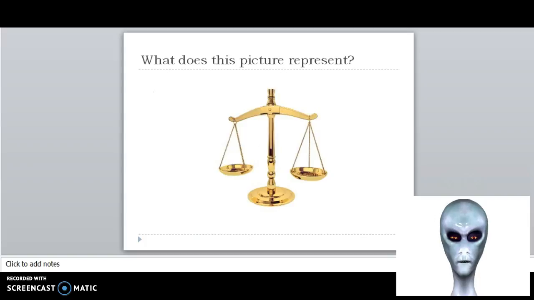I want you to take a look at this picture. This is a picture of a type of scale. In order to balance the scale, each side has to have the same weight or the same amount of items. If you put a turtle on this side and a planet on this side, it's going to be off balance. An equation is a balance between both sides of an equal sign.